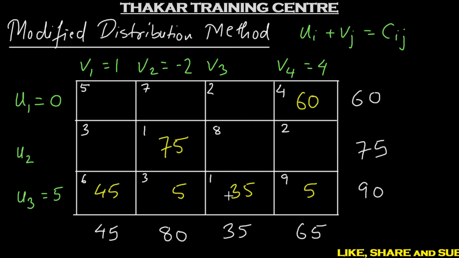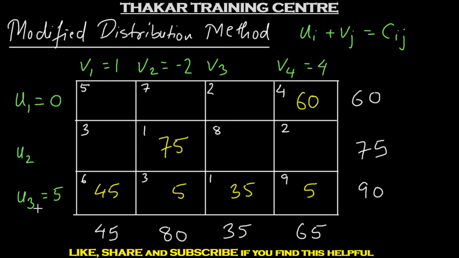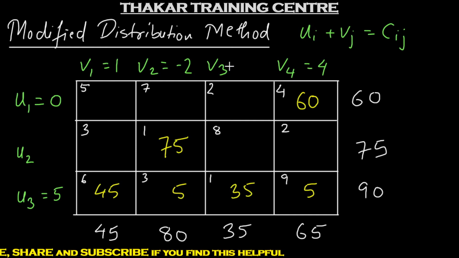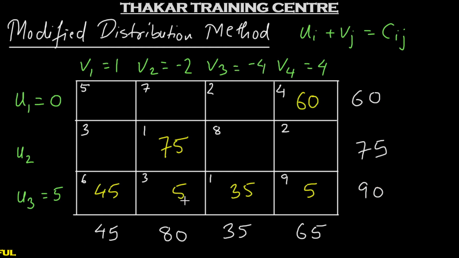In this row, we have one more cell which has an allocation, and the associated cost is 1. This is u3, this is C33. So using these two values, we'll be able to find out what is v3. u3 plus v3 should add up to 1. u3 is 5, so v3 should be minus 4. So we have 5 minus 4 will be equal to 1.